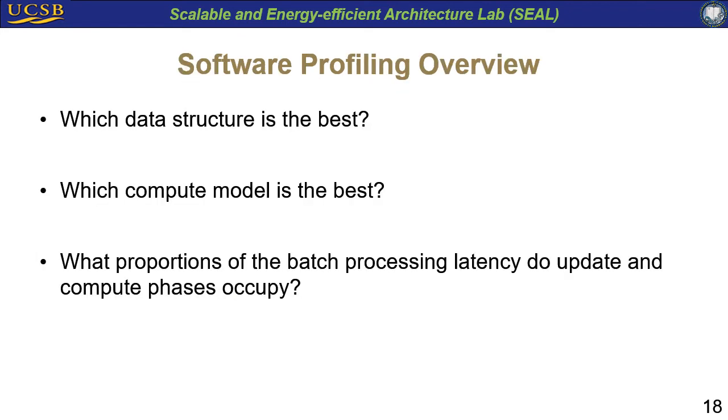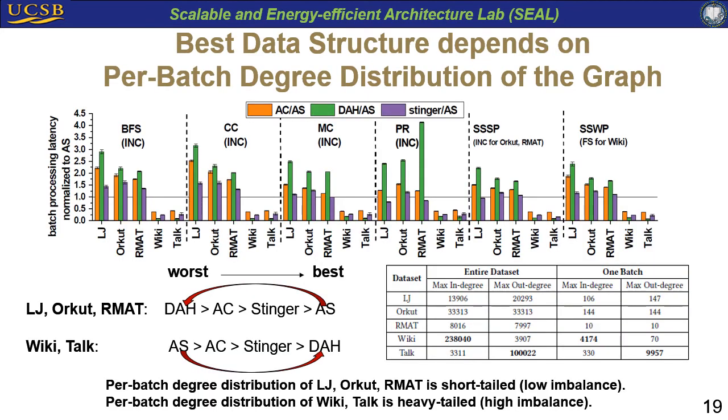For the software level characterization, we want to answer a few key questions, such as which data structure is the best, which compute model is the best, and what is the latency breakdown between the update phase and the compute phase. For the first question, the main takeaway from our characterization is that the best data structure depends on the per batch degree distribution of the graph.